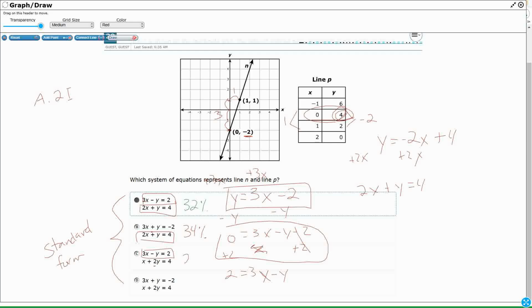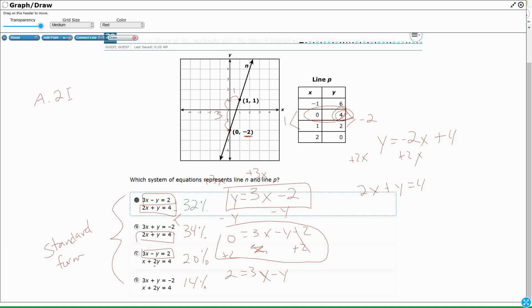C, 20%, and then D is 14%. So if you added these two together, that's 66%. That means 66% of our students were able to get line P and had a pretty good idea as to what's going on with this first line, line N.